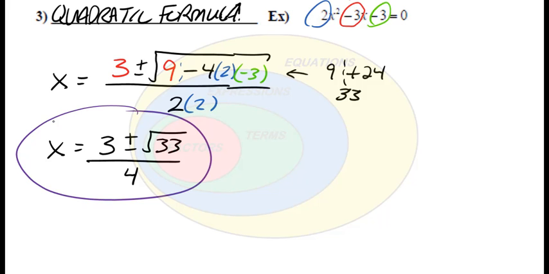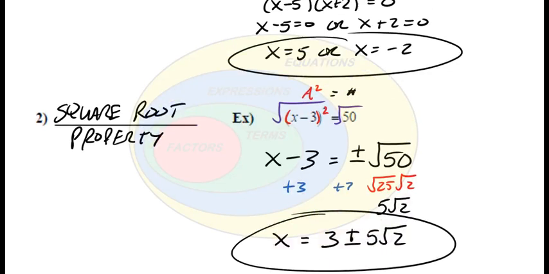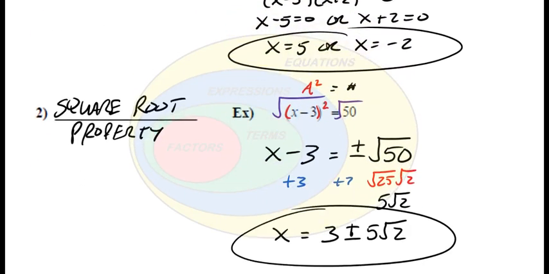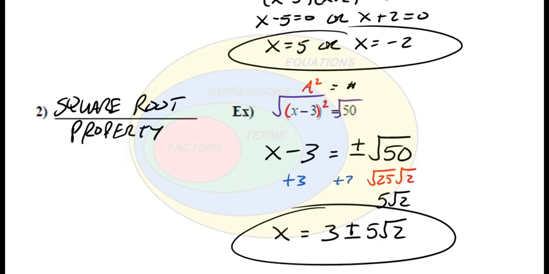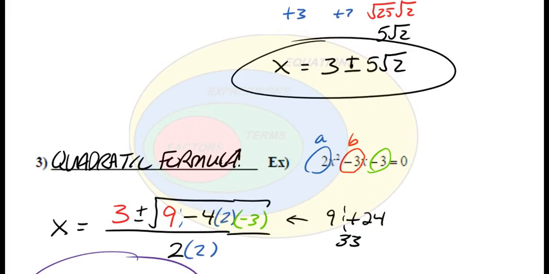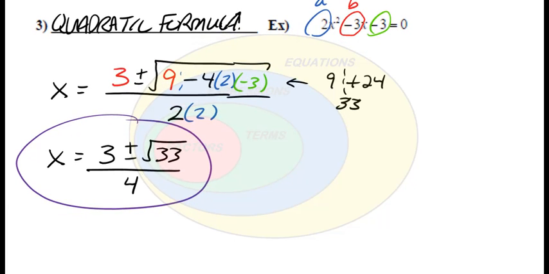So we got three ways to solve a quadratic equation. We have factoring. We want to try that first. We have the square root property. It's very efficient if I have a perfect square expression, like a perfect square binomial on one side and a number on the other. And then we have the quadratic formula as a fallback.